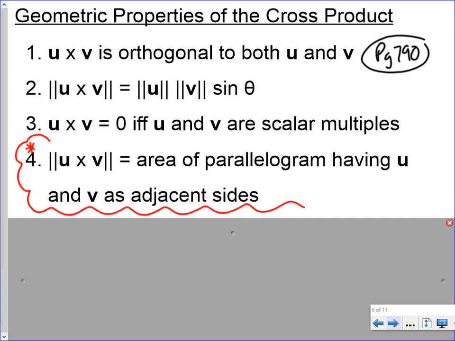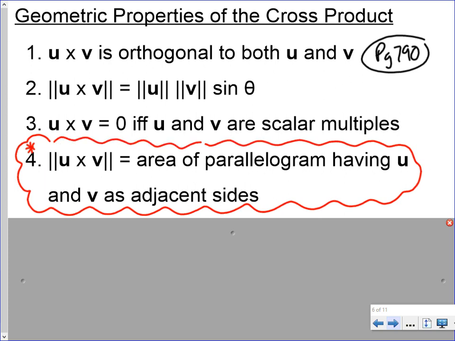So if you want to put one geometric property in your notes, it would be this one. The magnitude of the cross product for u and v is equal to the area of a parallelogram that has u and v as adjacent sides.